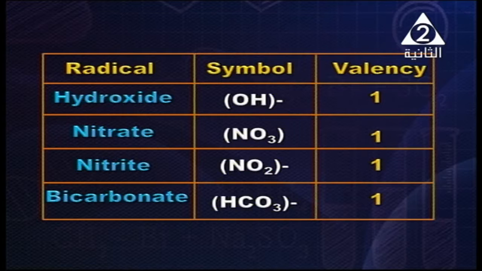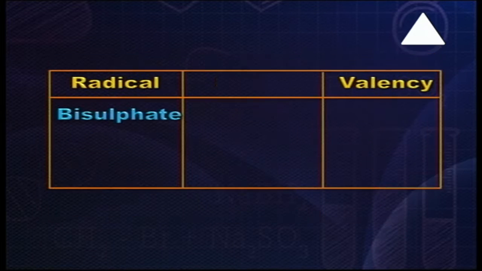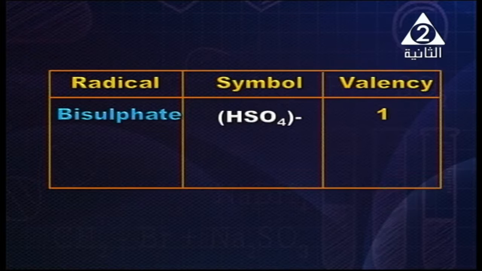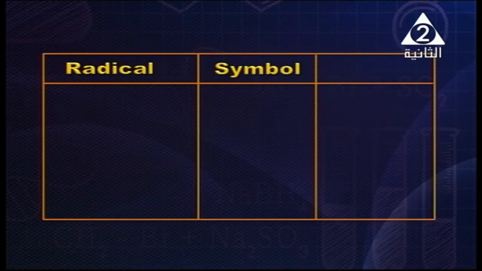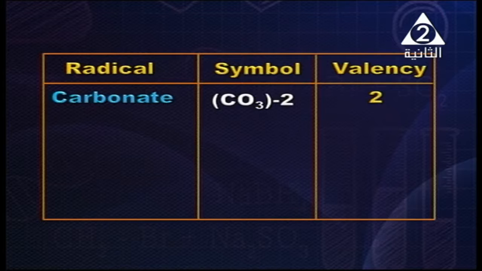Monovalent radicals. The other one, bisulfate, HSO4, also its valency is monovalent, it's 1. For the other, ammonium NH4, the only positive one which has valency 1, monovalent radical. This is the first type of the radicals. Second one, for the radicals, you say divalent: carbonate, CO3, negative 2, valency 2, divalent.